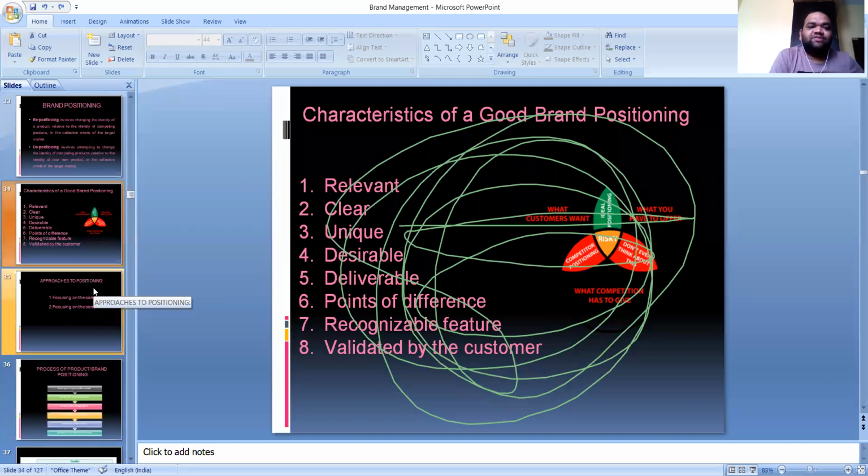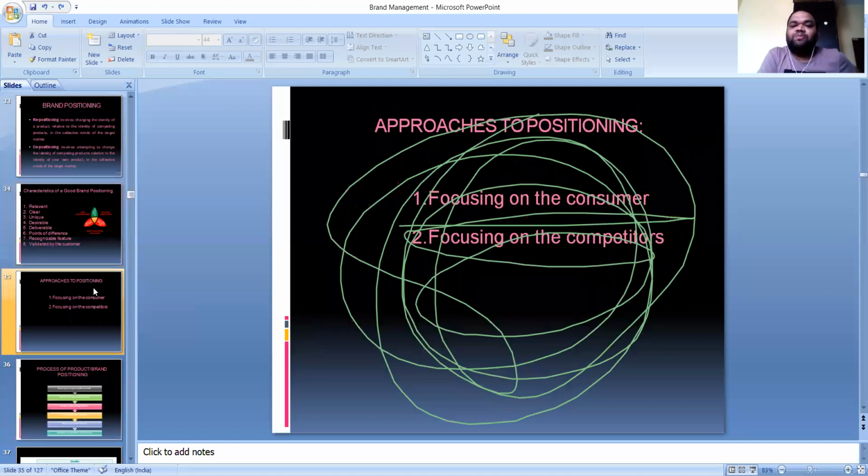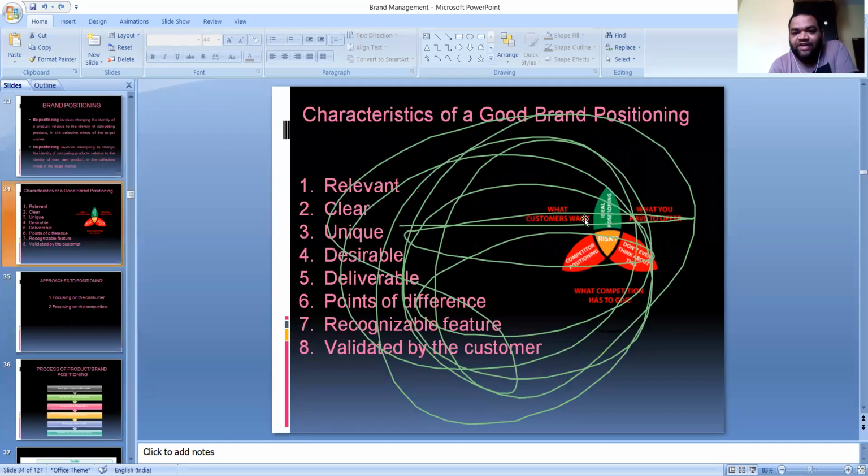The next slide is a very important one: approaches to positioning, that is approaches to brand positioning. How you want to position any brand in the customer's mind, or how you want to create an image or identity of a brand in the target customers' mind. We have many things, but if you see the figure representation itself, you focus on the customers, you focus on the competition, then you will have a brand positioning.